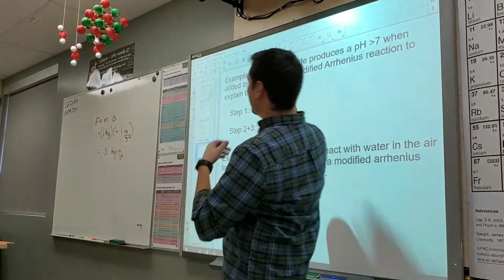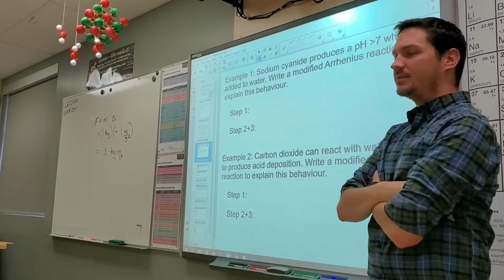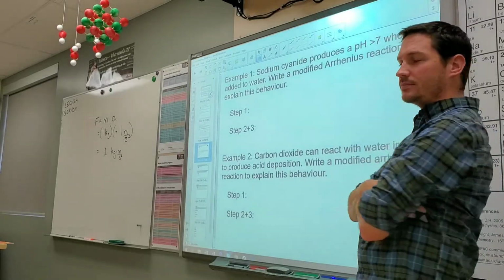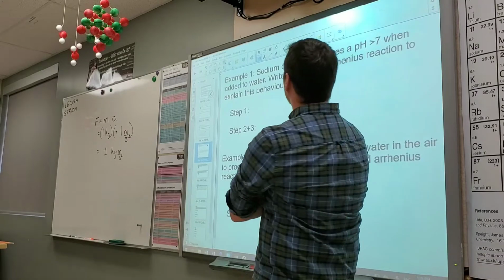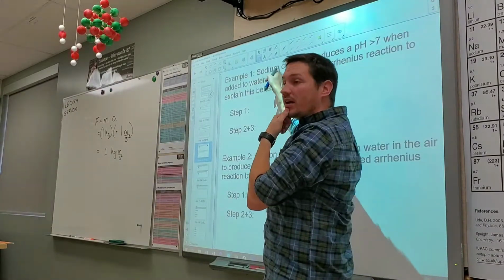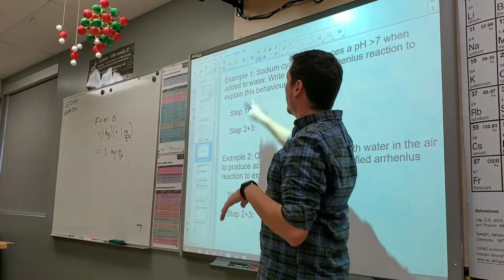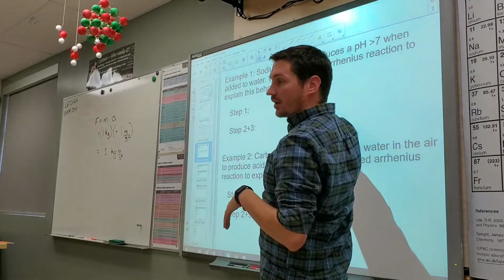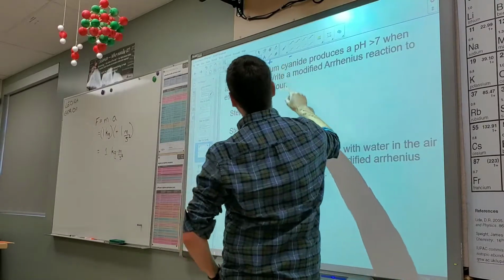Sodium cyanide. Let's write out the equation for sodium cyanide. What's sodium cyanide? First of all, is sodium cyanide ionic or molecular? It's ionic, right? Metal, non-metal, or metal, polyatomic ion. So sodium is 1 plus, cyanide is 1 minus.